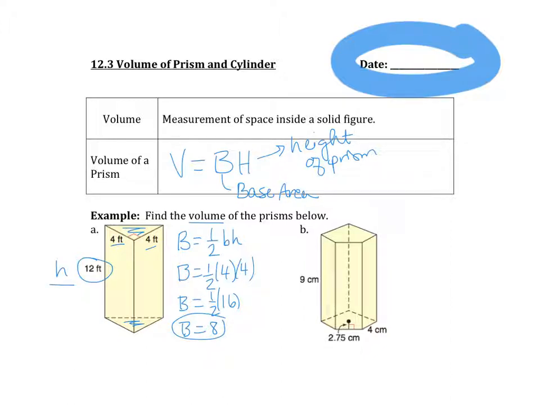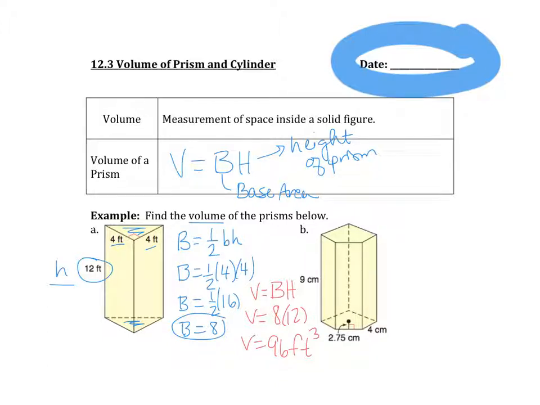So now I'm going to move over here and do the volume. It's the big B times the height. So my volume of this one is 8 times 12. So volume is equal to 96. And when we're doing volume, our units are feet cubed.